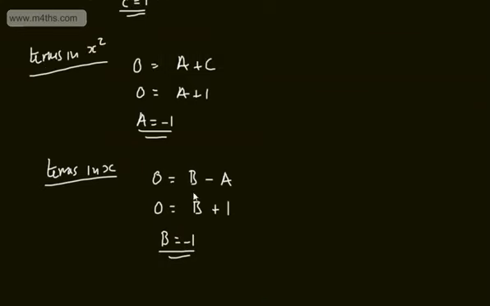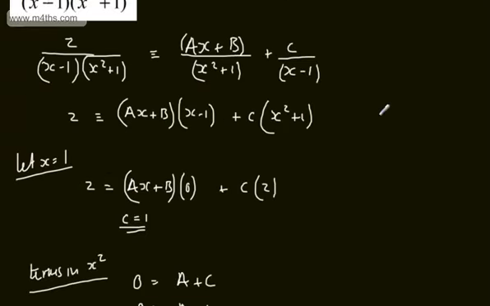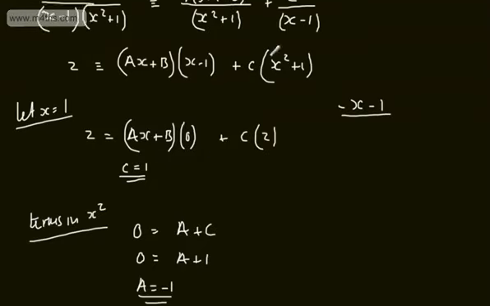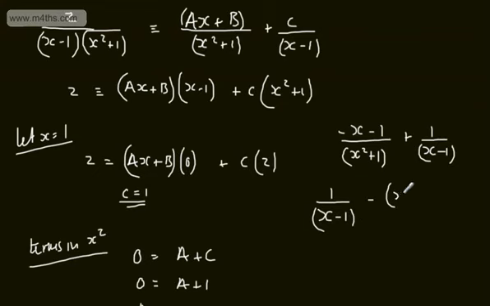Okay, so let's put this back together. I know that a is −1, b is −1, c is 1. So I can sub these in. Those are the values right there. A is −1, so I'm going to get (−x − 1) over (x² + 1), and then plus 1 over (x − 1). Now I prefer to tidy this up a little and rewrite it. I'm going to write 1 over (x − 1), and then take out the negative factor and have (x + 1) over (x² + 1). I just think that looks neater.